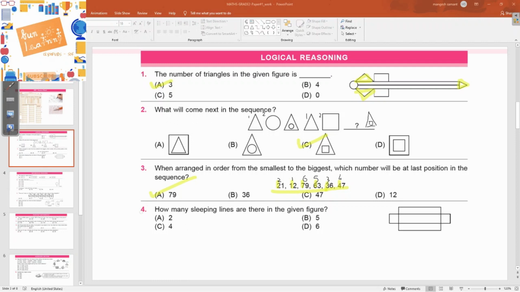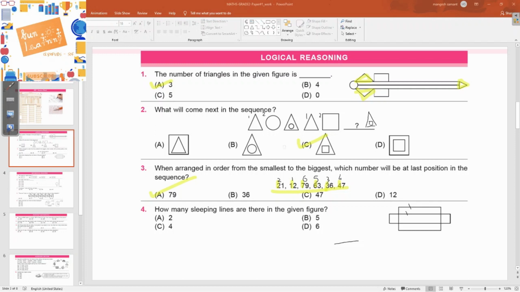Now our next question, question number 4. How many sleeping lines are there in the given figure? Now sleeping lines, kids, are horizontal lines. These lines are called sleeping lines. Okay, let me just cancel the lines that we come across. So this is one sleeping line. This is the second sleeping line.